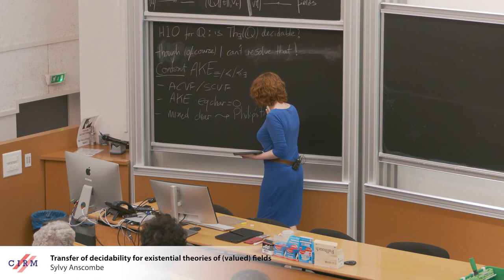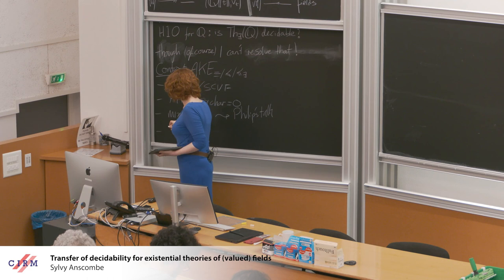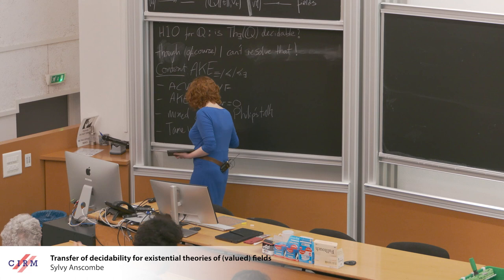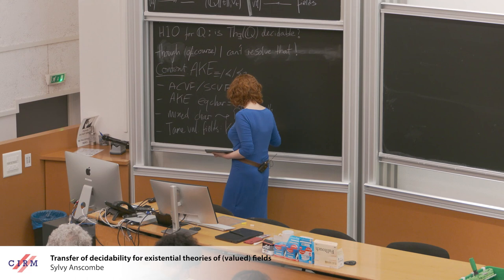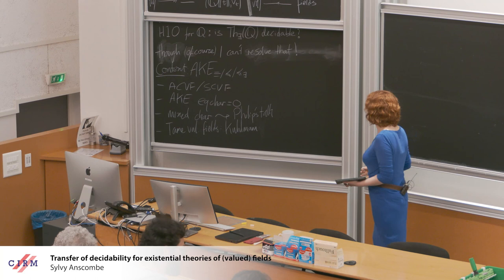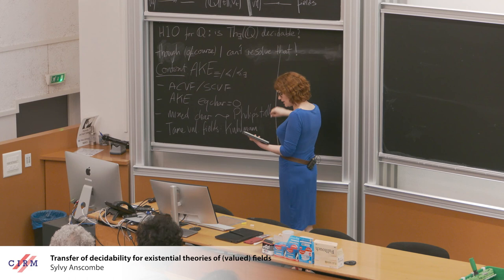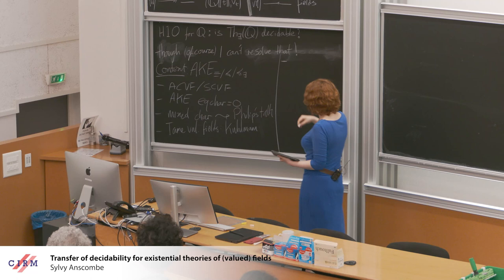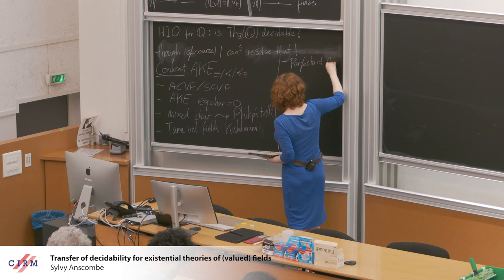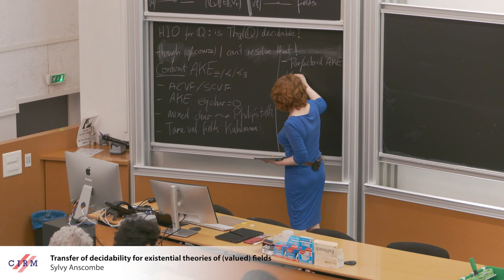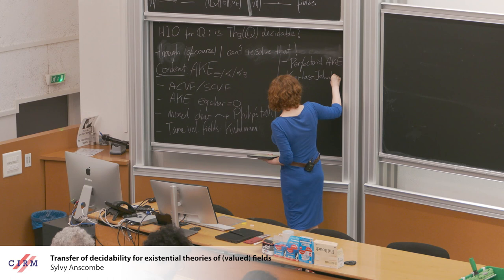Okay, another context where we know AKE principles are the tame valued fields. I'm pointing towards Franz-Viktor Kuhlmann's theorems there. And separably tame, okay, and there are a number of contexts related to that. And perhaps one last sort of general setting, we saw the perfectoid AKE results from the talk of Konstantinos. And I'm not attempting to give any kind of definitive list here.